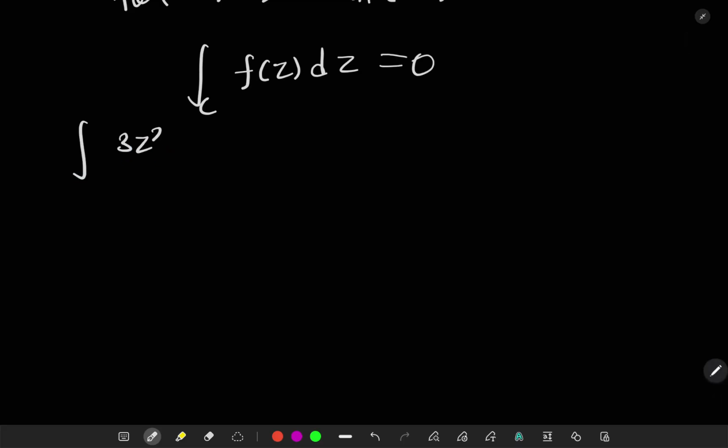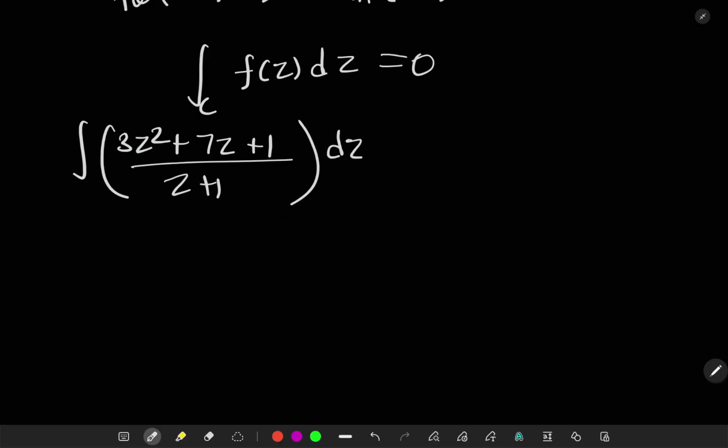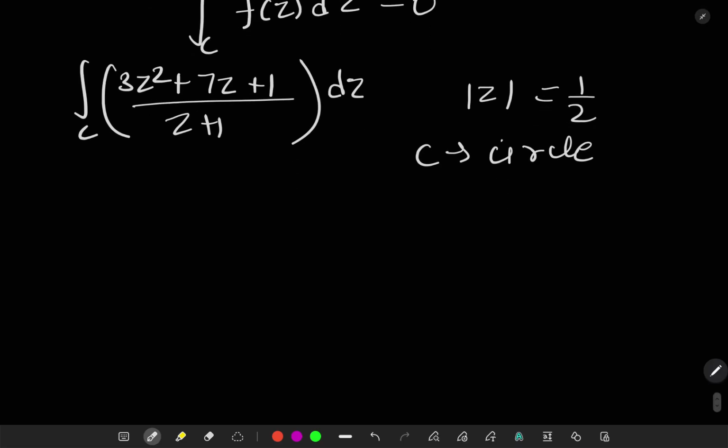Integral of (3z² + 7z + 1) divided by (z + 1) dz. Here |z| = 1/2, so C is a given circle. First of all, we need to find the poles.